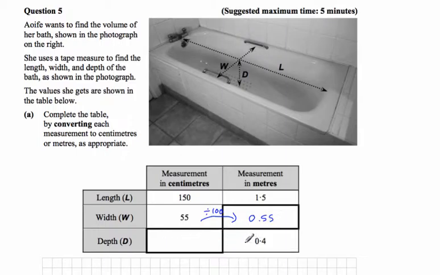The depth is given to us in metres and we need to convert this to centimetres. So the conversion back is the opposite to divide by 100, which is multiply by 100. So 0.4 multiplied by 100 gives us 40. So it's 40 centimetres, the depth. So that's the table filled in.